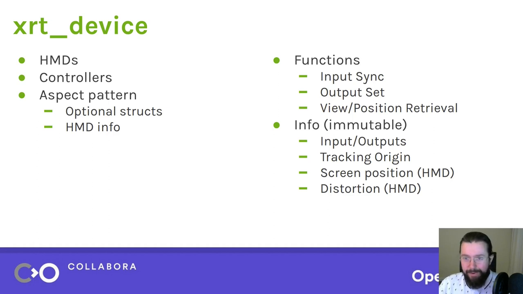And there's also a whole bunch of immutable information from it, so which type of outputs. And we don't expect controllers to be able to add buttons or remove buttons. They are fixed. And also which tracking system origin they are in. And then for the HMDs, there's screen position and our distortion information as well.